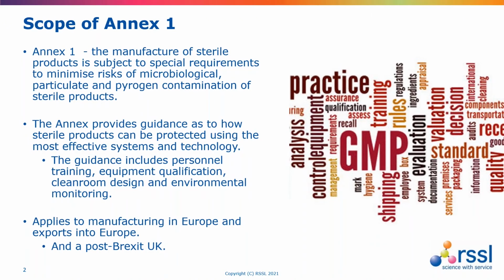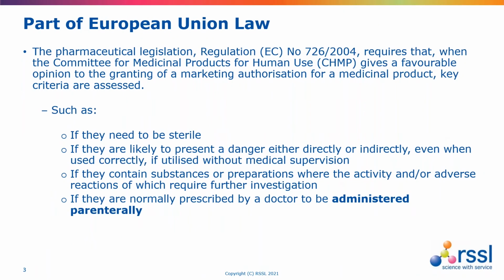And it applies to any manufacturing undertaken within Europe and any manufacturer who is exporting into Europe. Under the current post-Brexit arrangements, it covers all operations within the UK as well. And Annex 1 is significant. It applies to terminal sterilisation and to aseptic processing, including all its variants such as blow fill seal technology and the like. And also it's embedded within European law, along with the whole raft of EU GMP.